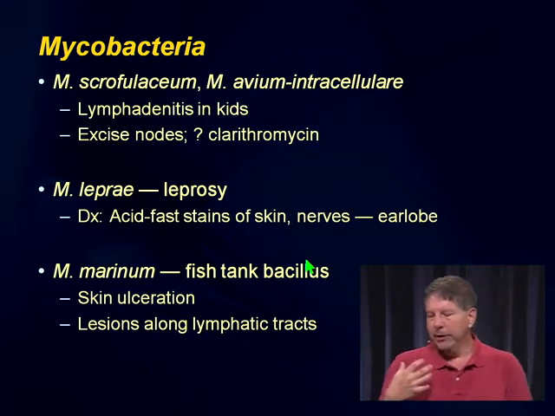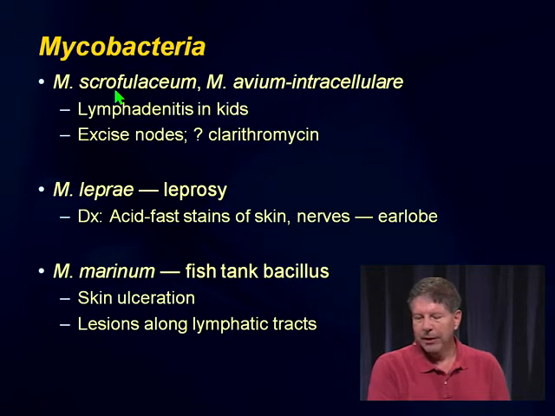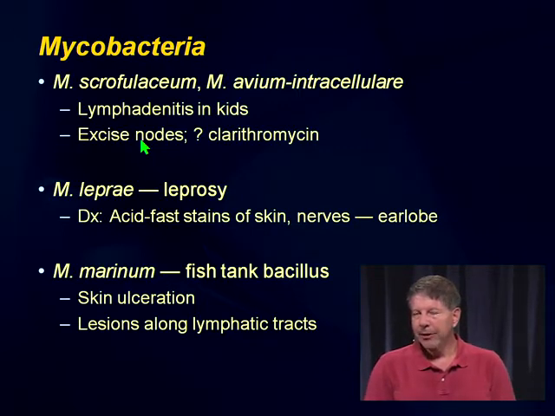And then what you need to know is, the answer is you need to take the node out because it's probably an atypical mycobacterium. Okay, usually due to MAI, Mycobacterium avium intracellulare, or one of the complexes. And the best treatment is still to excise the node. There's been some people trying to use clarithromycin, but the answer for the board still, I think, is excise the node. Okay, just take the node out.